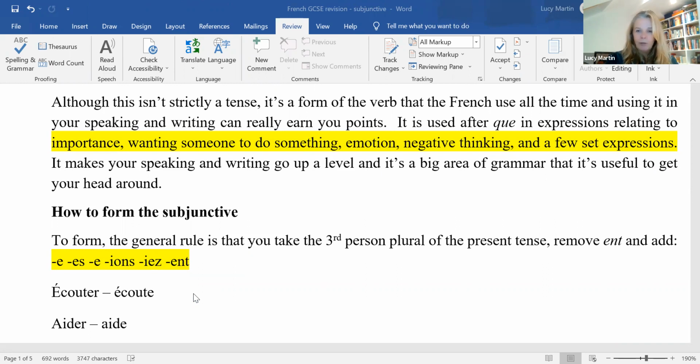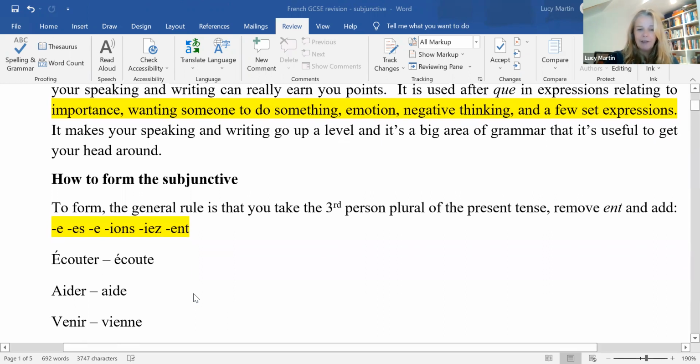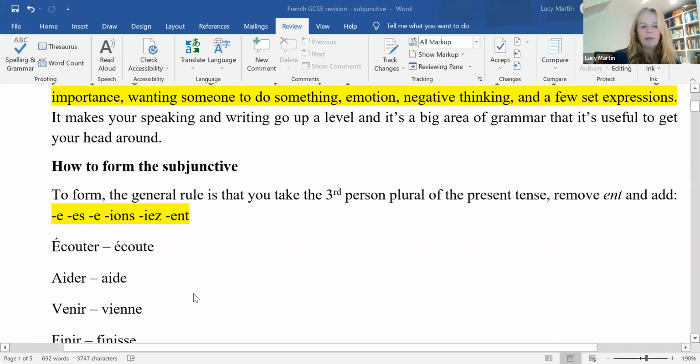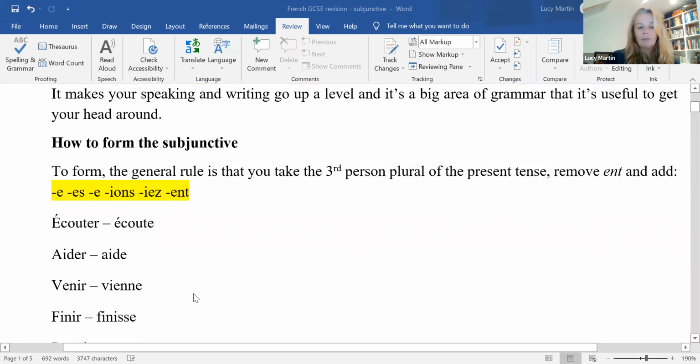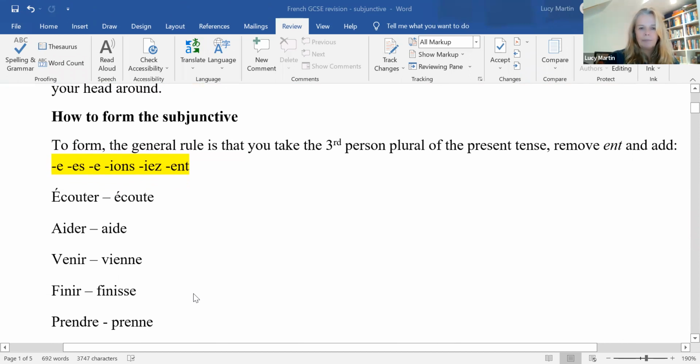But you use another verb like venir. The 3rd person plural, the they form, is viennent. Take off the ENT, add E, and you've got vienne, not je viens, V-I-E-N-S, which is the normal present tense. So that's why we have to go through the process. So first of all, take the they form, present tense, take off the ENT and add an E for the je. So finir goes to finisse, prendre, prenne.